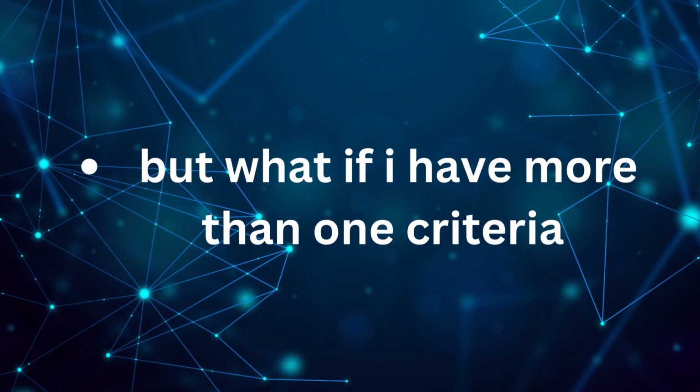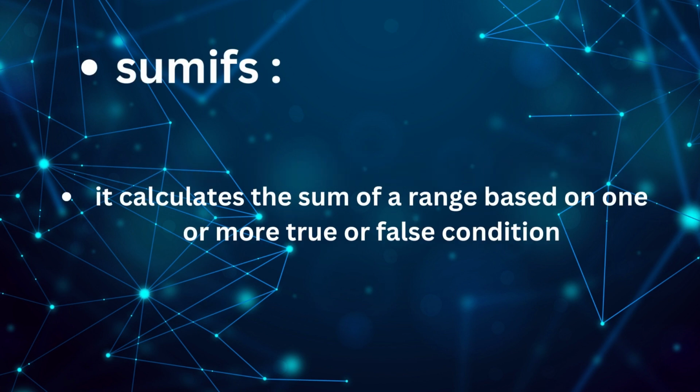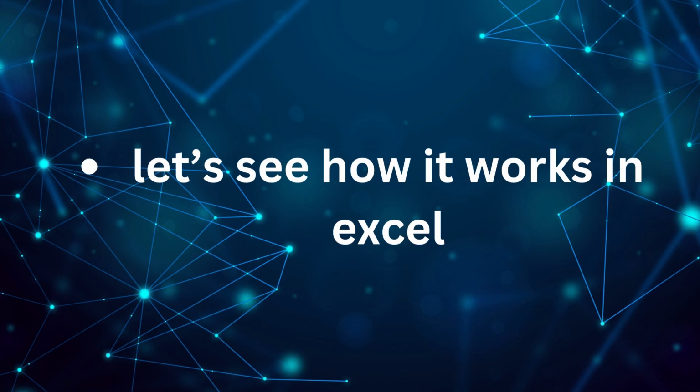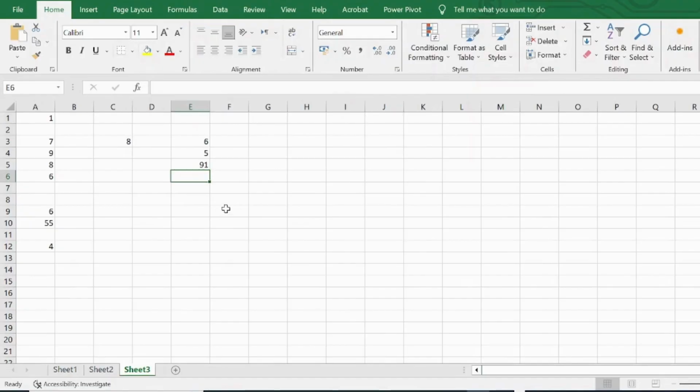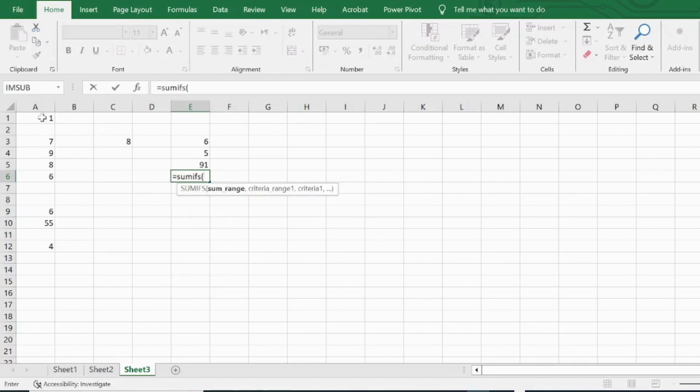But what if I have more than one criteria? Then I will use a function called SUMIFS. It calculates the sum of a range based on one or more true or false conditions. Let's see now how it works in Excel. Let's sum the values which are greater than 4 and less than 15. So equals SUMIFS, open parenthesis. Specify the range of values that you want to sum.